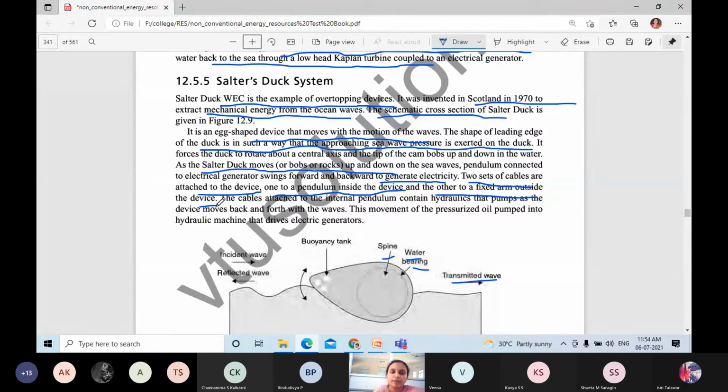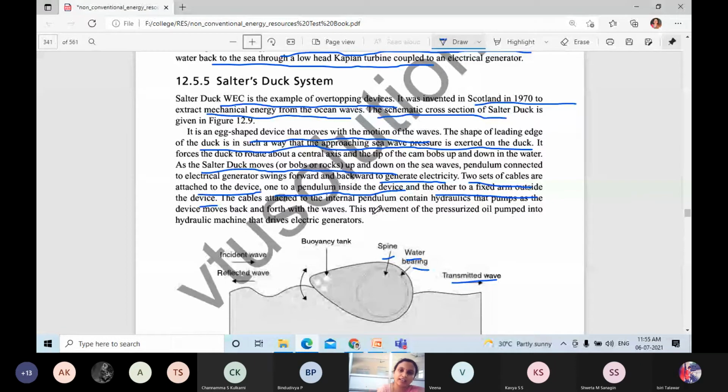And here two sets of cables are connected. One is a pendulum inside the device, and the other is a fixed arm outside the device. These points you need to remember. The cables attached to the internal pendulum, the cable we connected inside the device, contains hydraulic pumps, and the hydraulics pump as the device moves back and forth with the waves.